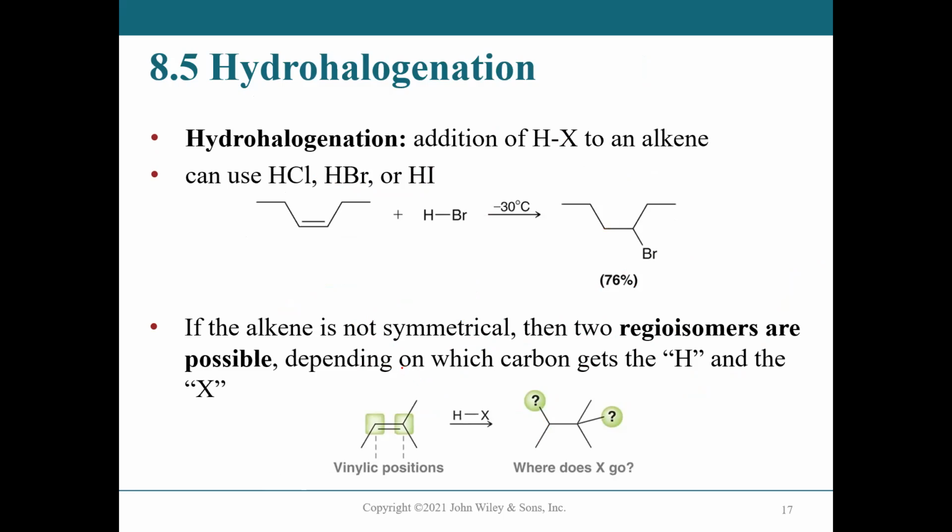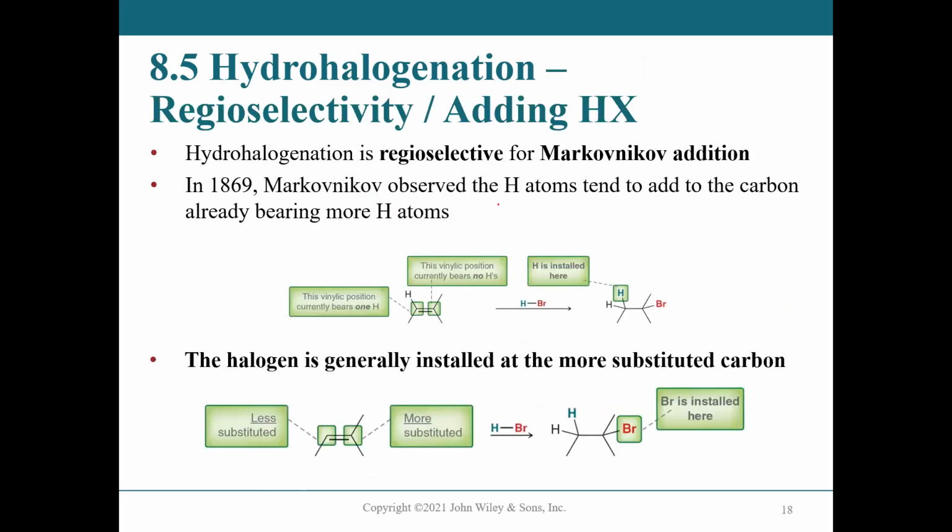And they talk more about that regioselectivity on the next slide, where they say hydrohalogenation is regioselective for the Markovnikov addition. In 1869, Markovnikov observed that the hydrogen atoms tend to add to the carbon already bearing more hydrogens. So that means in this case right here, which one has more hydrogens? Well, this one has more hydrogen, because it has one versus none. So we're going to put the hydrogen at this position right here then.